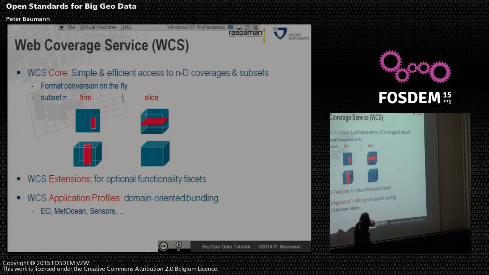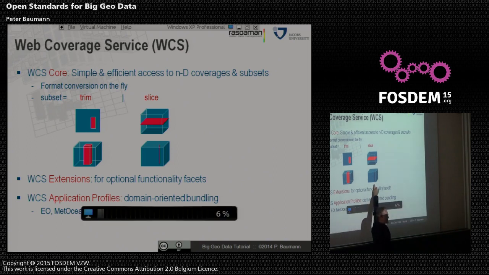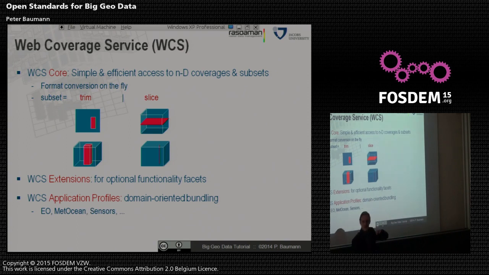So you may want to know a temperature curve over Brussels for 1 year, which gives you a one-dimensional time series. Or you may want to have a particular time slice: what is the weather like in Europe on this particular day? You can combine this arbitrarily, trimming and slicing in one request, and so you can retrieve any subset that you want. And you can do that in any format that matches.